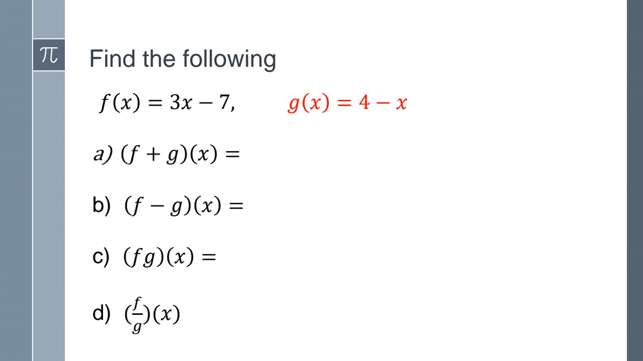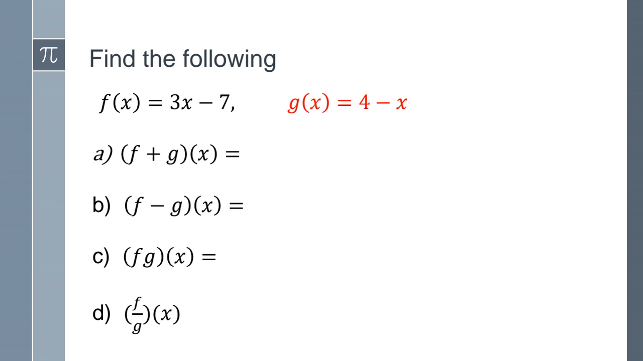Let's say that we're given these two functions. f of x is equal to 3x minus 7, and g of x is equal to 4 minus x. So let's start with A. I want to add f plus g of x, and that's how we read it. But technically, what I like to tell my students is, let me write it as what they're asking me to do. Even though the syntax might be a little bit strange, what they're really telling me is to add function f with function g.